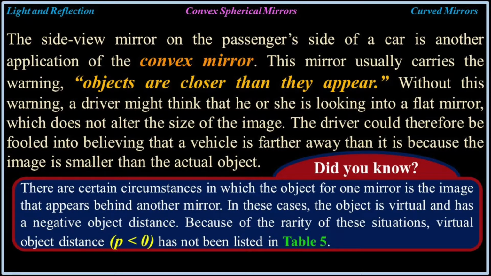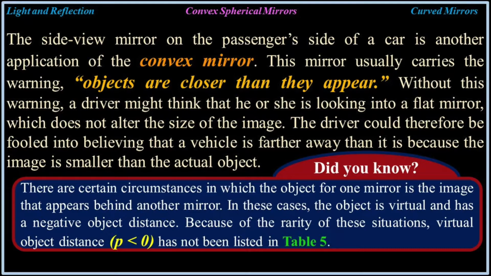The side view mirror of the passenger side of a car is another application of the convex mirror. The mirror usually carries the warning: objects are closer than they appear. Without this warning, a driver might think that he or she is looking into a flat mirror, which does not alter the size of the image. The driver could therefore be fooled into believing that a vehicle is farther away than it is because the image is smaller than the actual object.